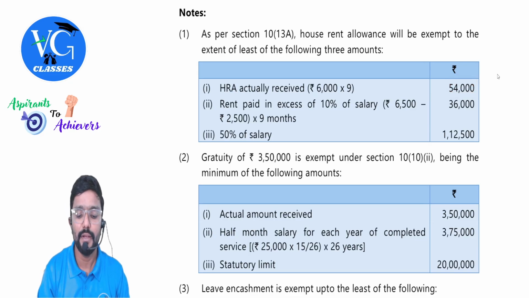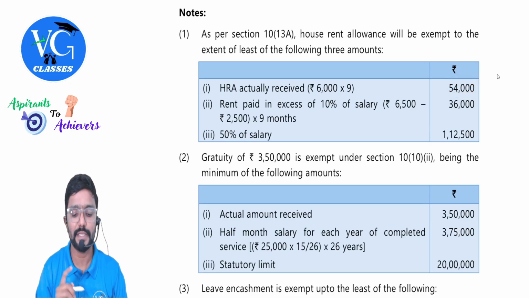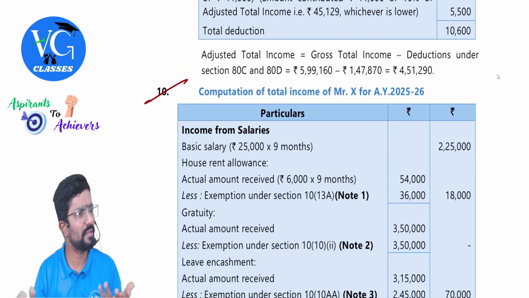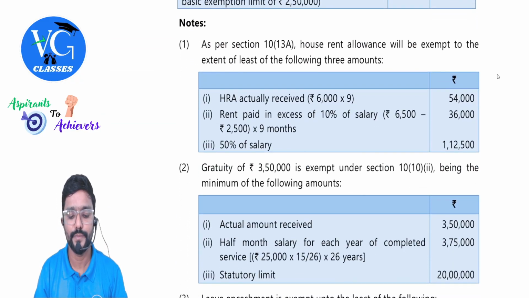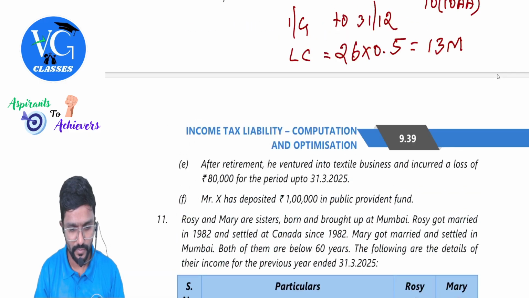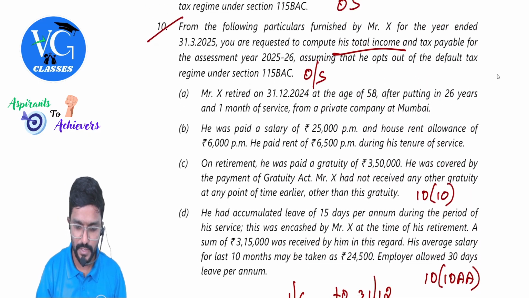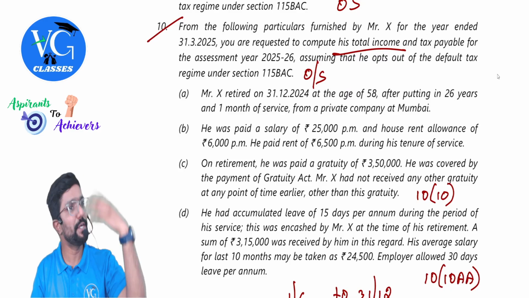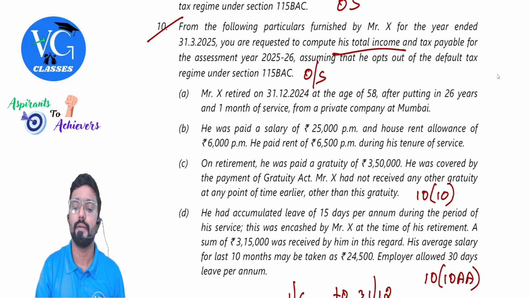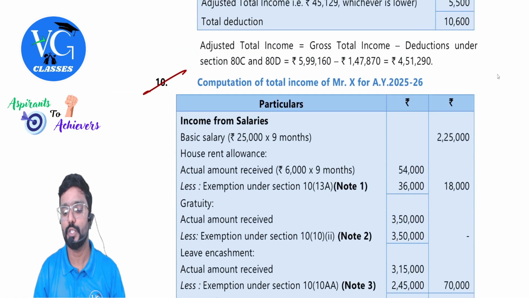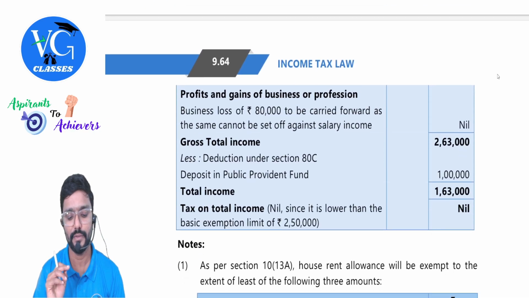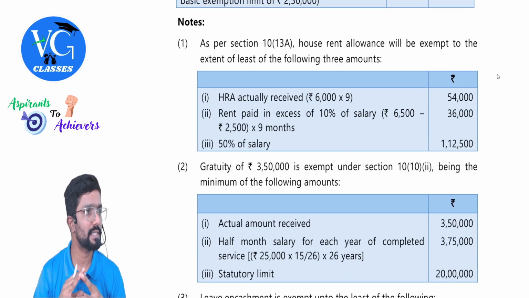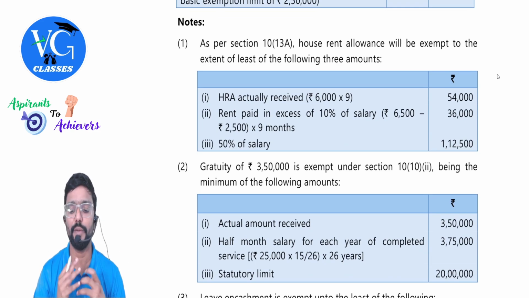54,000. Rent paid in excess of 10% of salary. Salary means how much here? Only basic pay. That's all. Only basic pay, 2,25,000. Okay. Rent paid is how much, guys? 6,500 per month. So 6,500 into 9 minus 2 lakh 25,000 into 10%. 2 lakh 25,000 into 10%, you do. How much will you get? Are you getting the same 36,000? Yes. Okay, they have not shown the working, but you better show it.